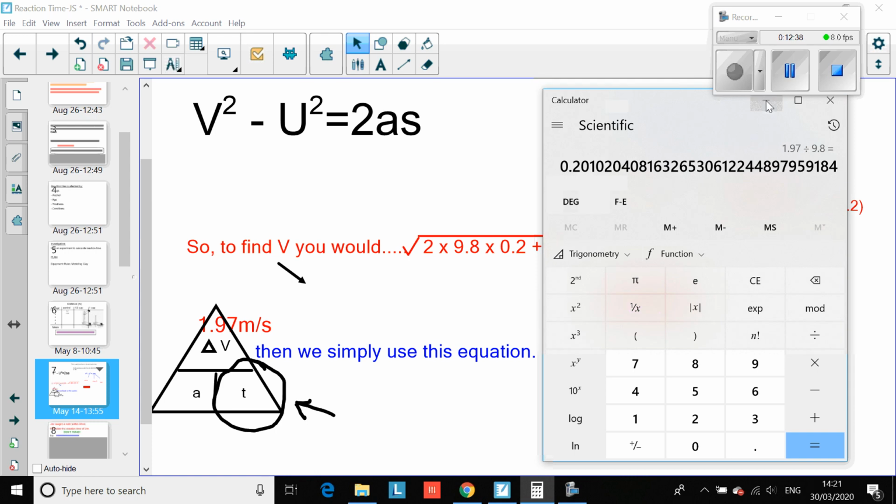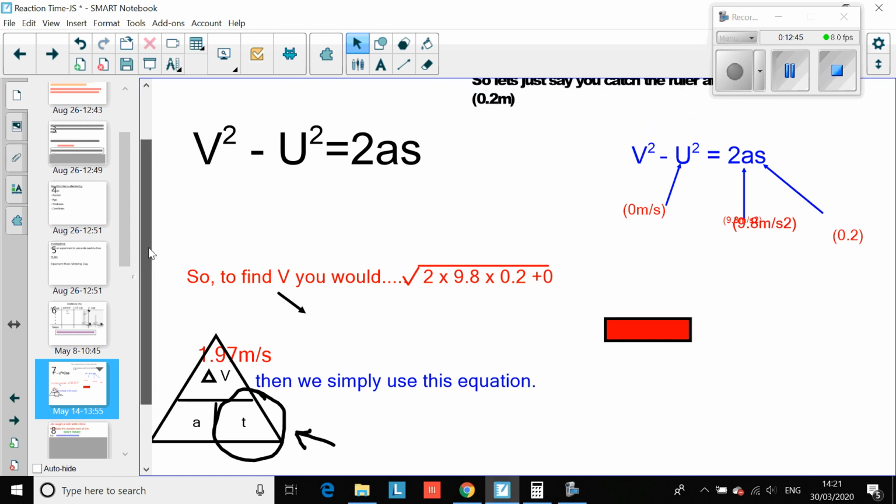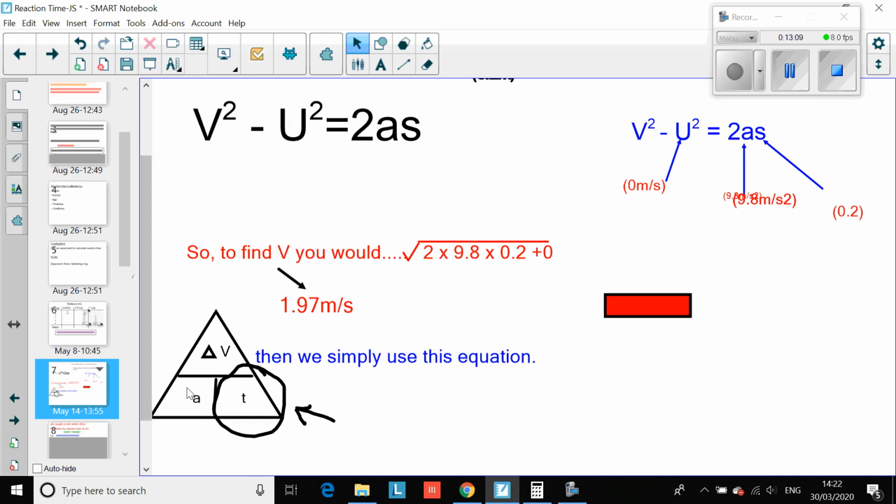Okay, and so there we have our method for working out our reaction time. As you can see, it's quite complicated. We had to use two equations. This is a tricky one because we had to use this one, which will be given in the exam. We then had to rearrange it here and then take what we'd learned from that, 1.97, and put it into another equation that we were expected to remember in order to calculate the time.